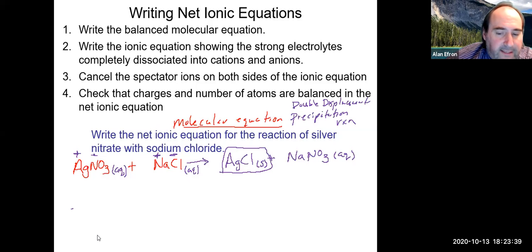And if we wanted to get to the net ionic equation, we would break apart everybody here. So this would be silver that would break apart. We would get one nitrate.